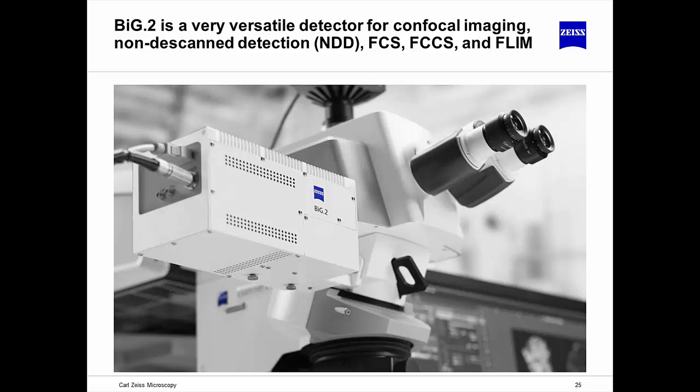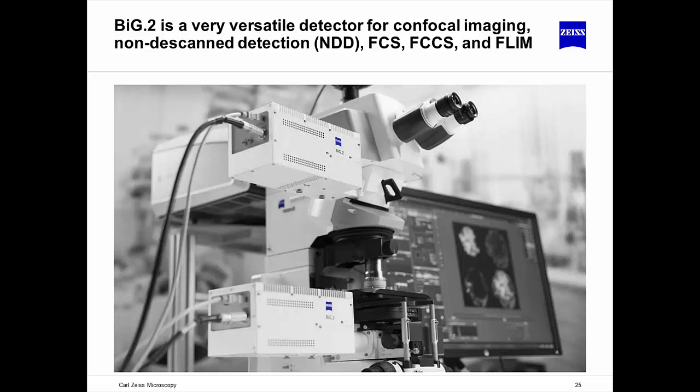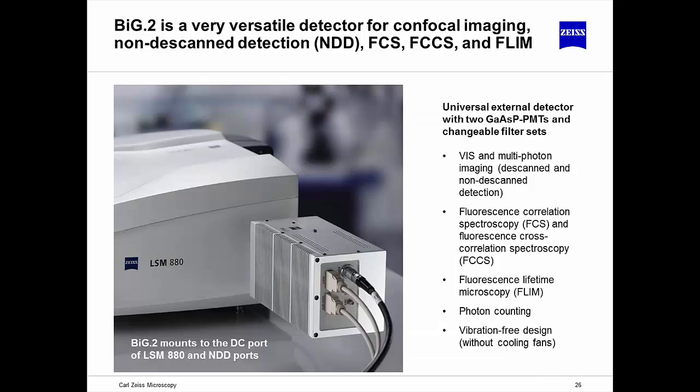This is a very flexible detector that we either use for confocal imaging or for multiphoton imaging as a non-descanned detector, where it can be used for FCS, FLIM, FCCS. So the detector itself can be used as an NDD either in reflection or transmission, as shown on this slide, or we can couple it onto the DC port on the back of the scan head. Here it can be used either for multiphoton or for visible imaging. I mentioned it could be used for FCS or FCCS because it's a very sensitive, low noise detector.